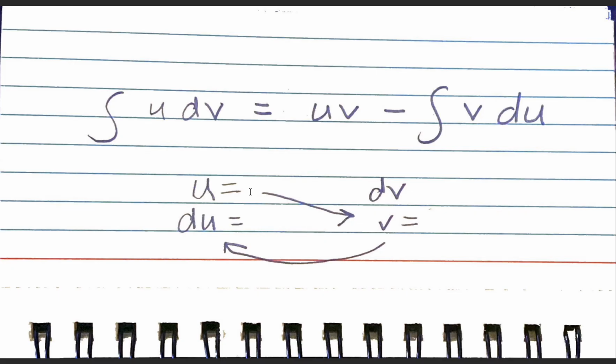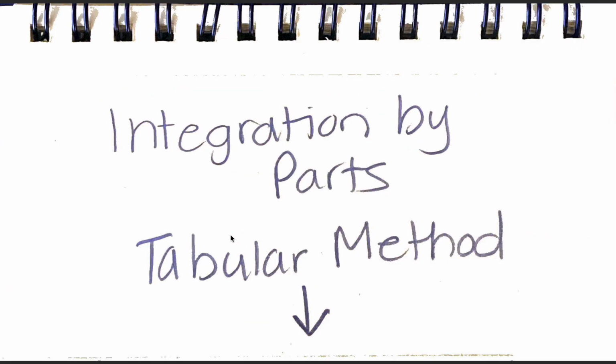I prefer to write u and dv out and then take the derivative of u, which gives us du, take the integral of dv, which gives us v, and then cross multiply: u times v minus v times du. But we can also approach it in a simpler way, which is the tabular method. However, to do this, we have to meet some prerequisites.